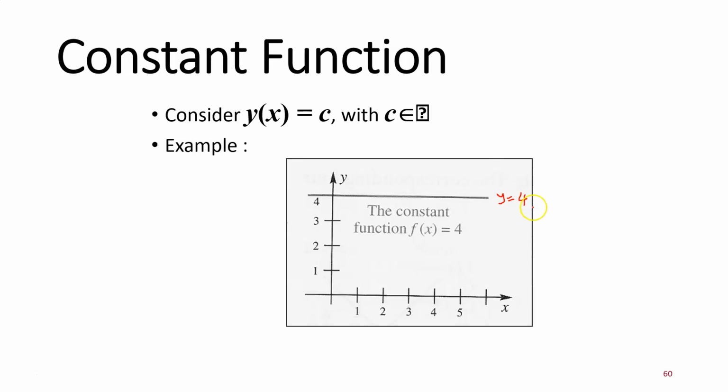Kenapa constant? Sebab di belakang ni dalam sebutan nombor. Okay, that one is constant. Or perhaps you can have like this, x equal to 3. This one is also a constant function. Macam tu, it can be either this or this. Sama ada dia vertical or horizontal.